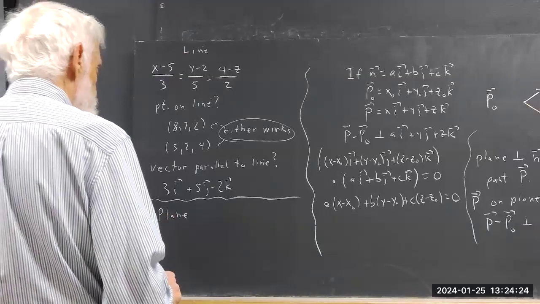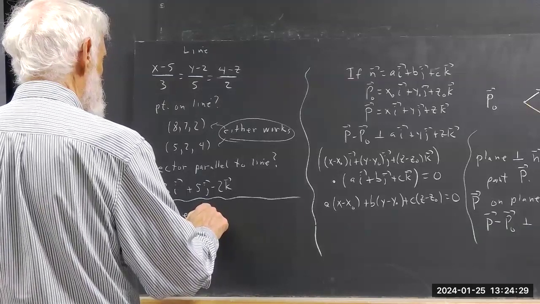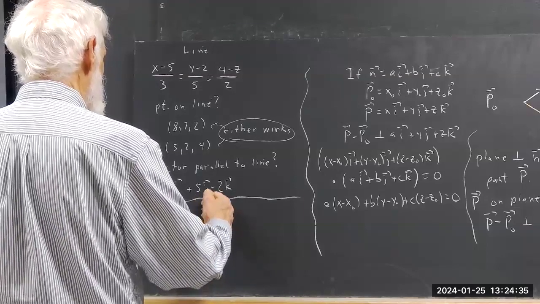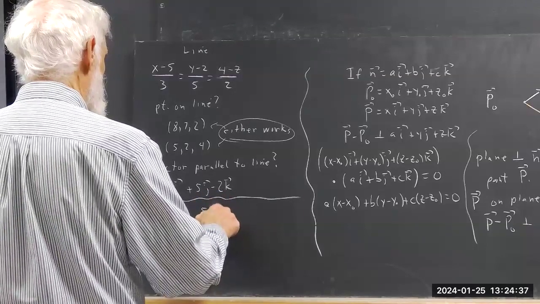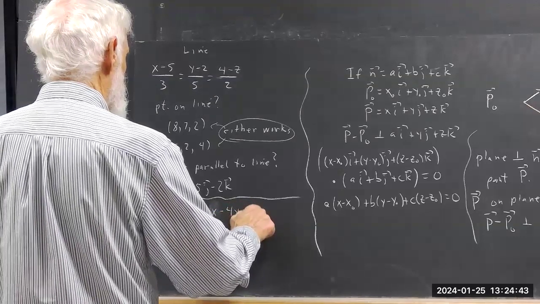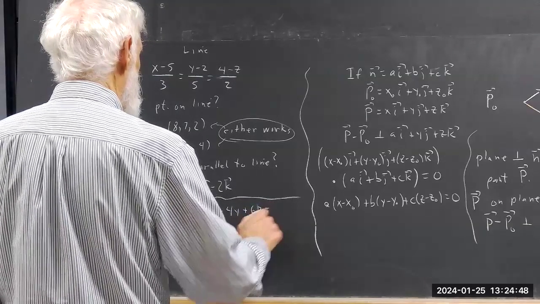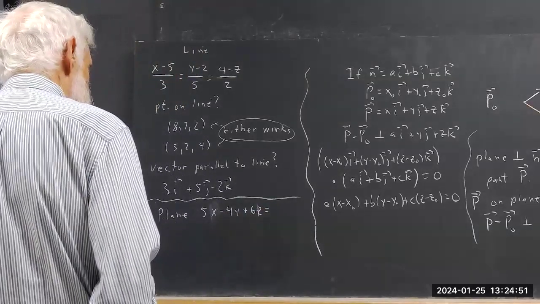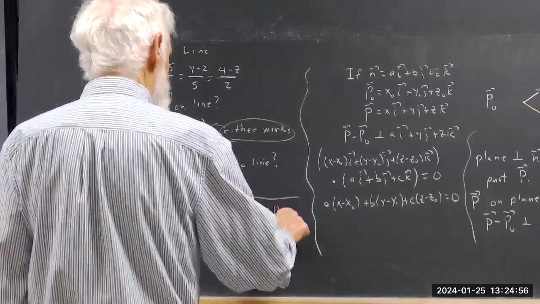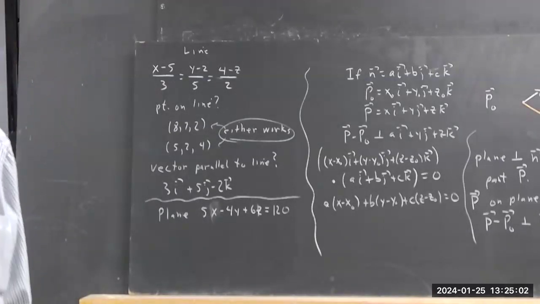And let's say your plane is... right, I, J, and K equals what would make it this way. Make it 120. Okay.